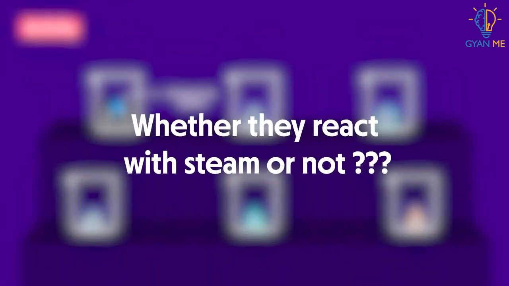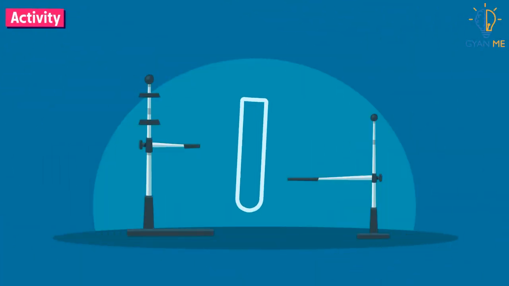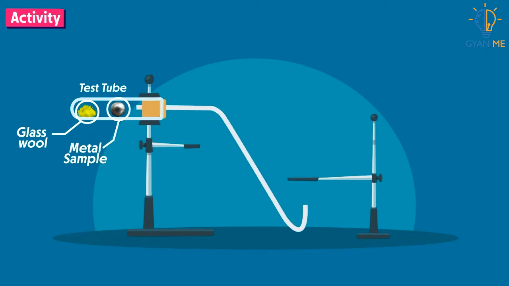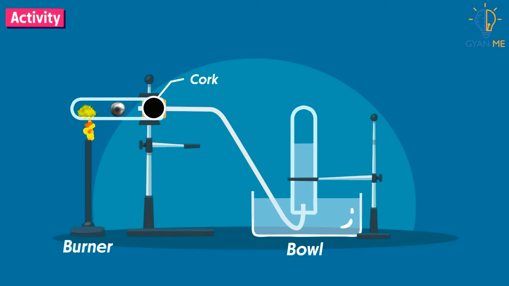So, let us try whether they react with steam or not. For this, we take a test tube and fix it horizontally on a stand. We put some glass wool soaked in the water and the metal sample near it. We fix a delivery tube with the help of cork at the test tube opening. We keep the other side of the delivery tube submerged in a bowl filled with water. We also place a test tube in the bowl to collect the hydrogen gas. Now we heat the glass wool with the help of a burner so that the steam is produced. Now we observe the reaction of metals with steam.